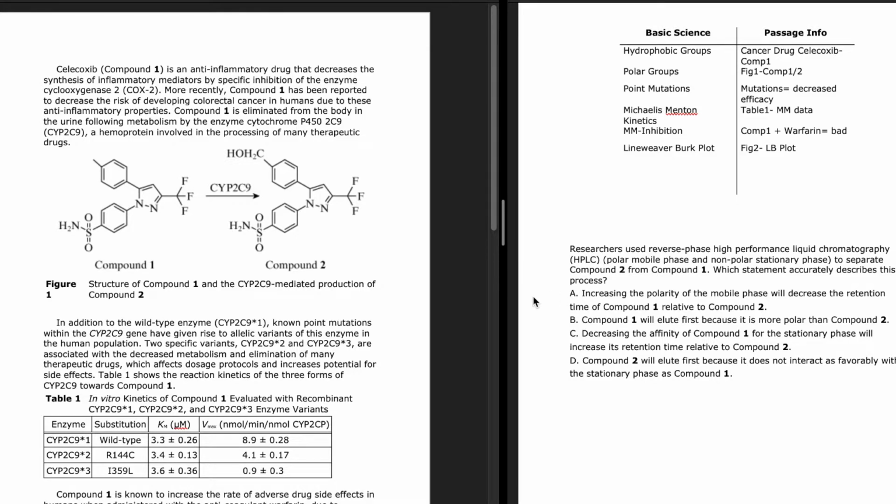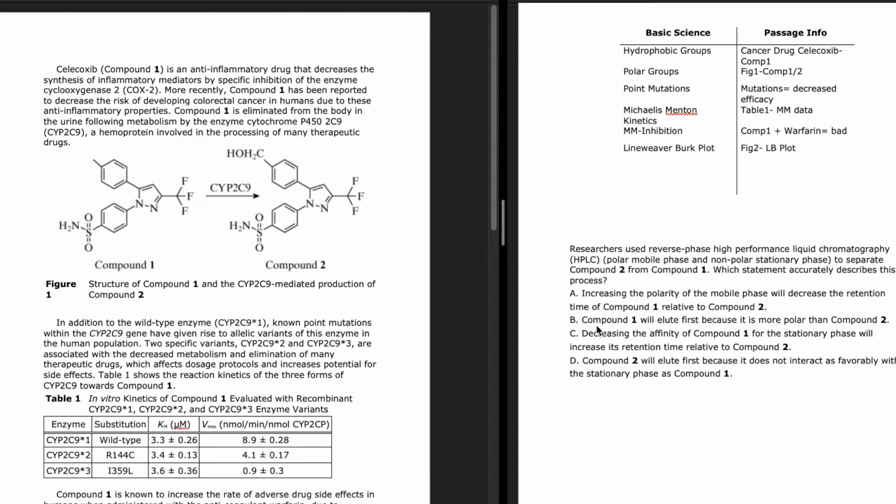Choice A: Increasing the polarity of the mobile phase will decrease the retention time of compound 1 relative to compound 2. So this is actually the opposite of what would happen, right? If the mobile phase becomes more polar, that means compound 1 is going to stick more tightly to the column. So in fact, its retention time would increase. So I'm going to say probably not for A.